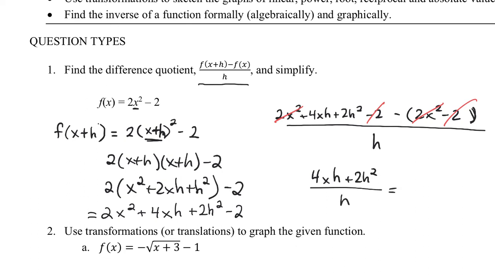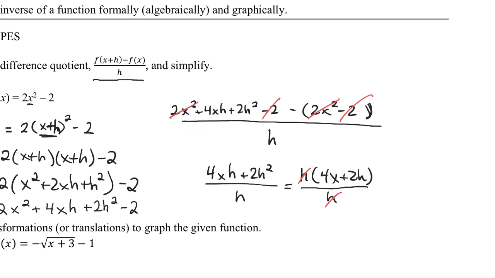And since every term in the numerator has h as a factor, remember you can factor that out. Because then the h you factored out simplifies with the h in the denominator. And that's your final answer right there, 4x plus 2h.